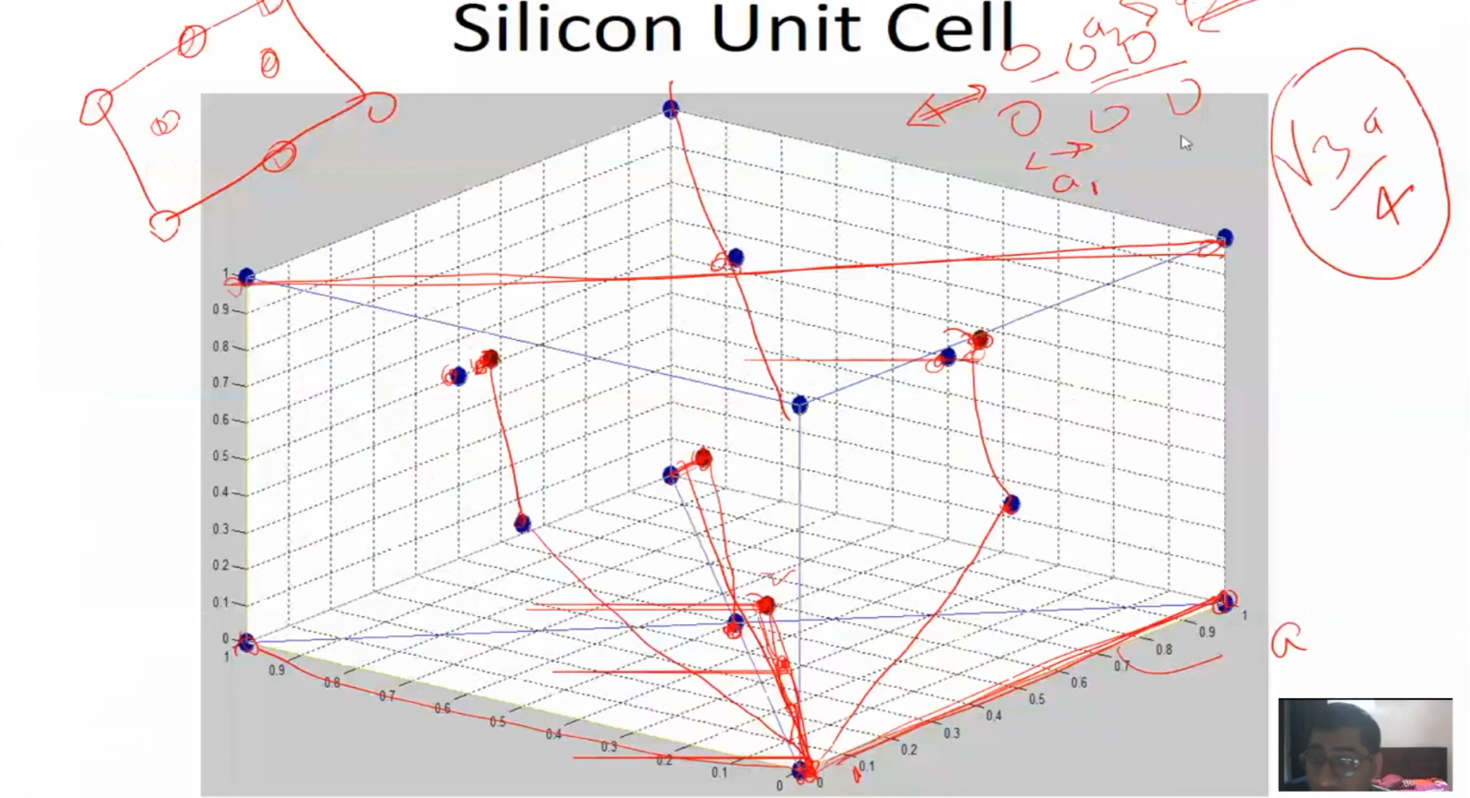Sir, so ultimately what is basis and lattice point? Basis is basically the group of atoms that are occupying one lattice point. When they are occupying one lattice point, it means they are attached to one lattice point, and the basis vector is the vector showing the distance from that lattice point to these atoms. You understand?